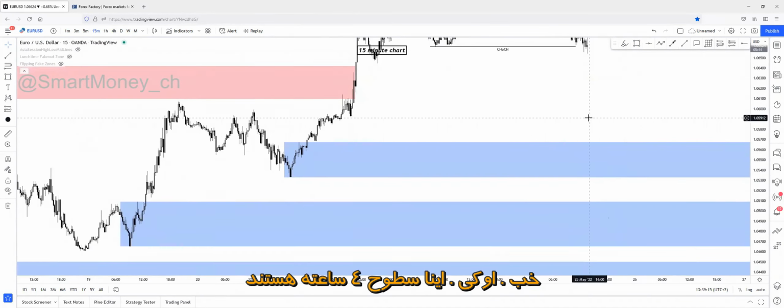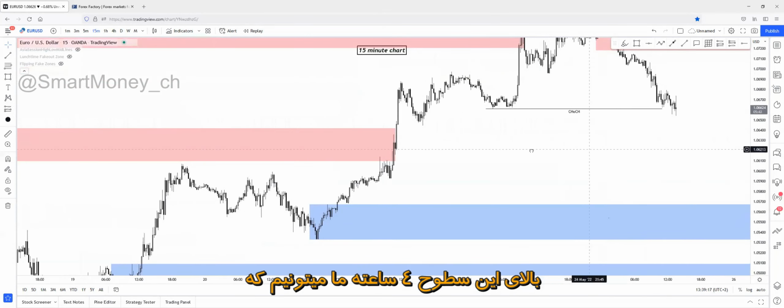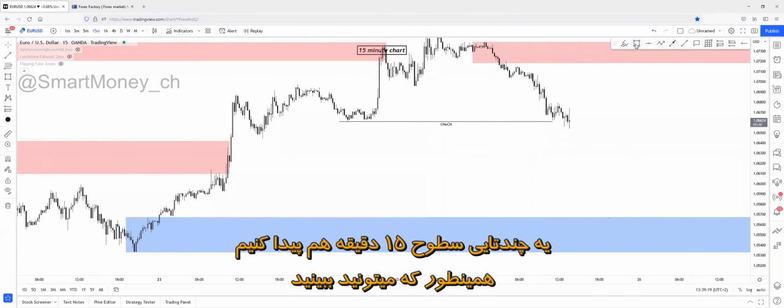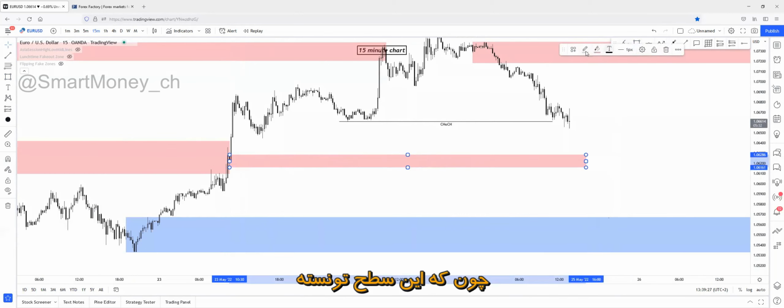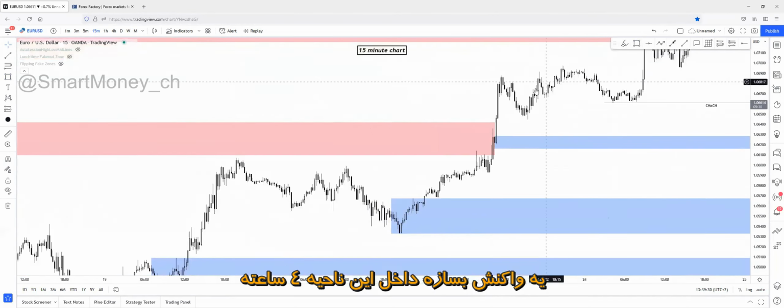So, okay, these are the 4-hour levels. Above these 4-hour levels, we can find several 15-minute levels too, as you can see. This is the 15-minute zone that has flipped the 4-hour zone. There was a reaction. And as I said, this is a flip zone because this zone could create a reaction inside of that 4-hour zone.